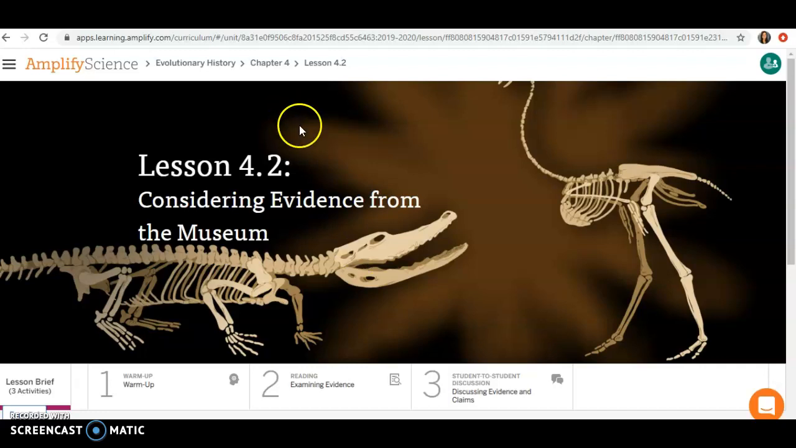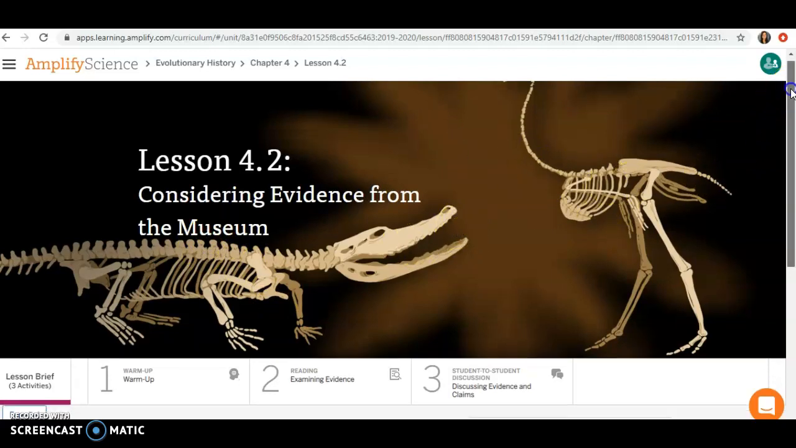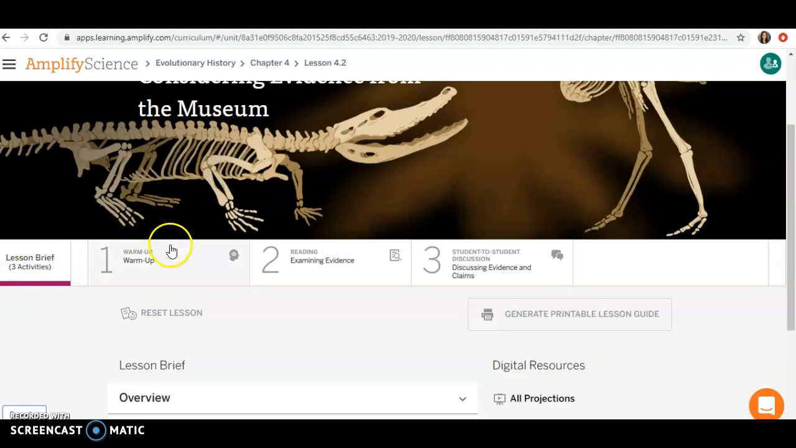They gave you a mystery fossil and you had to decide if you thought it was more closely related to the crocodiles or the ostriches. And we're going to continue that investigation in this lesson.